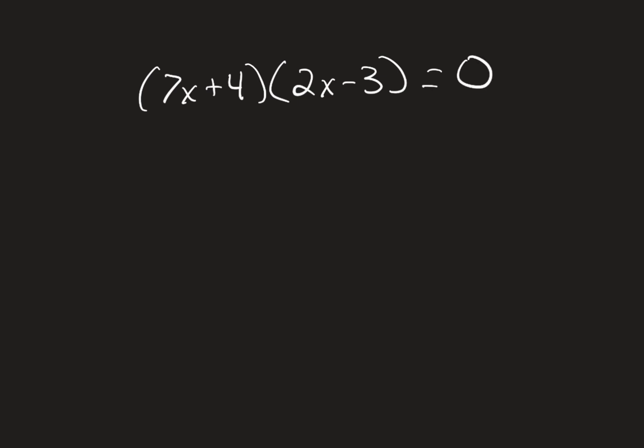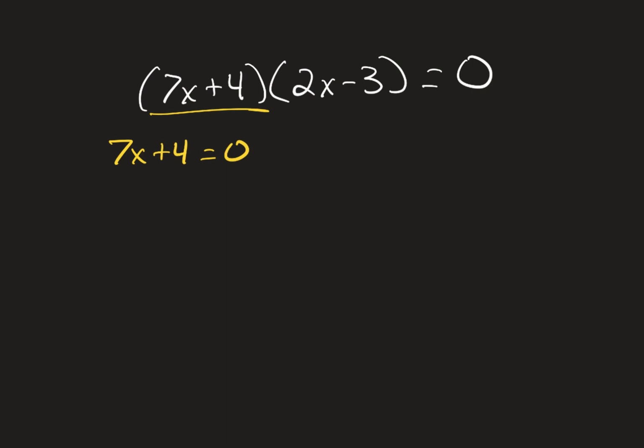Let's say that I have something like 7x plus 4 times 2x minus 3 is equal to 0. And I want to solve that equation. It's factored for us already. It's saying that if I can figure out an x value that makes 7x plus 4 equal 0, or I can find something that makes 2x minus 3 equal to 0, I've got a true solution. So that's what we're going to do. We're going to set the first one equal to 0. The first set of parentheses, 7x plus 4, I'm going to set that equal to 0.